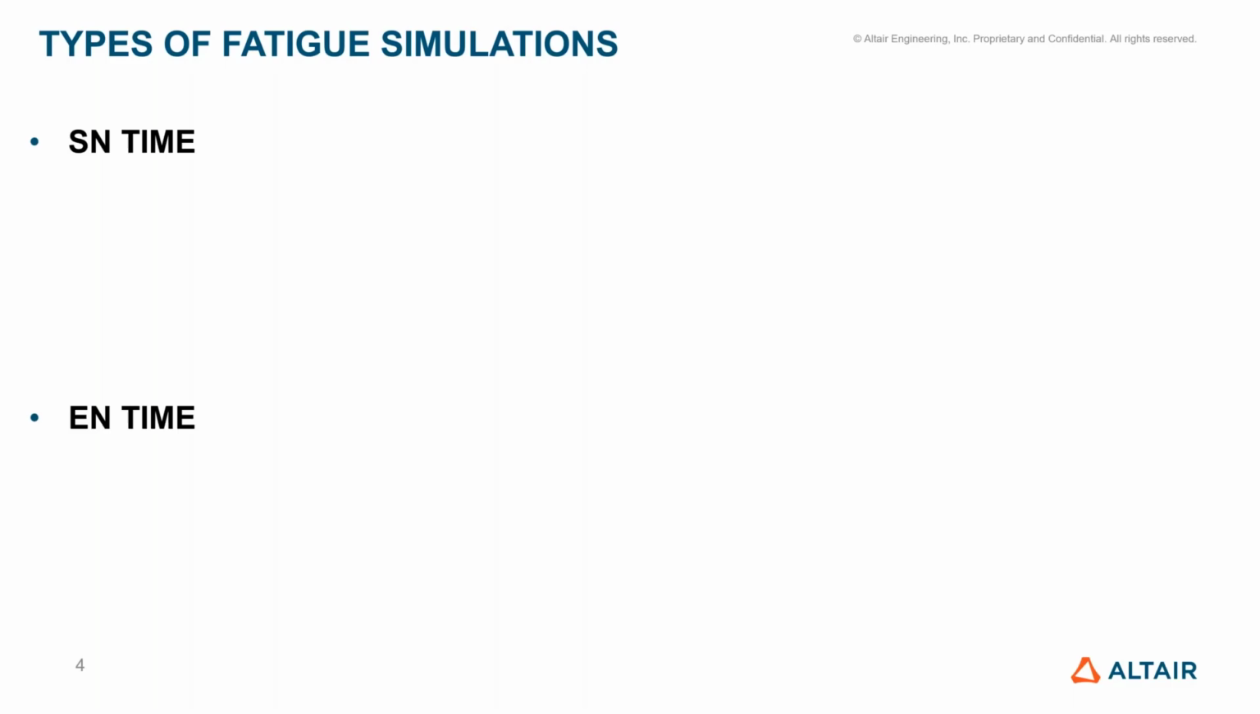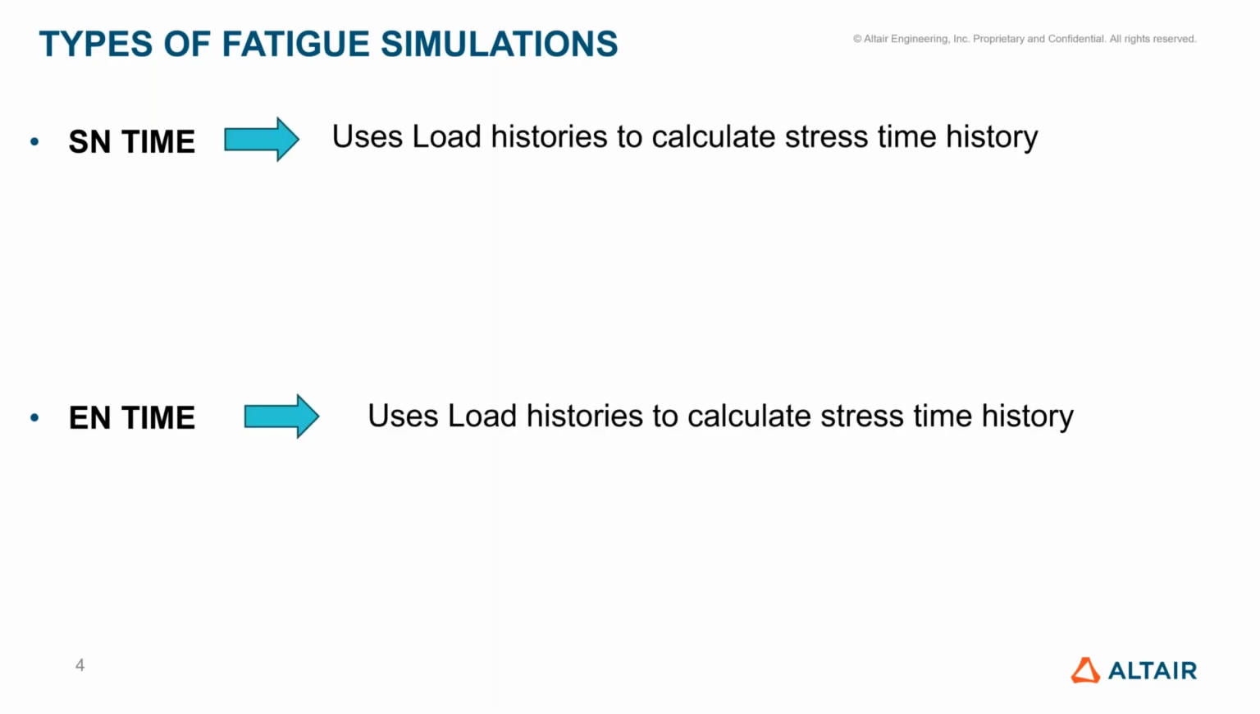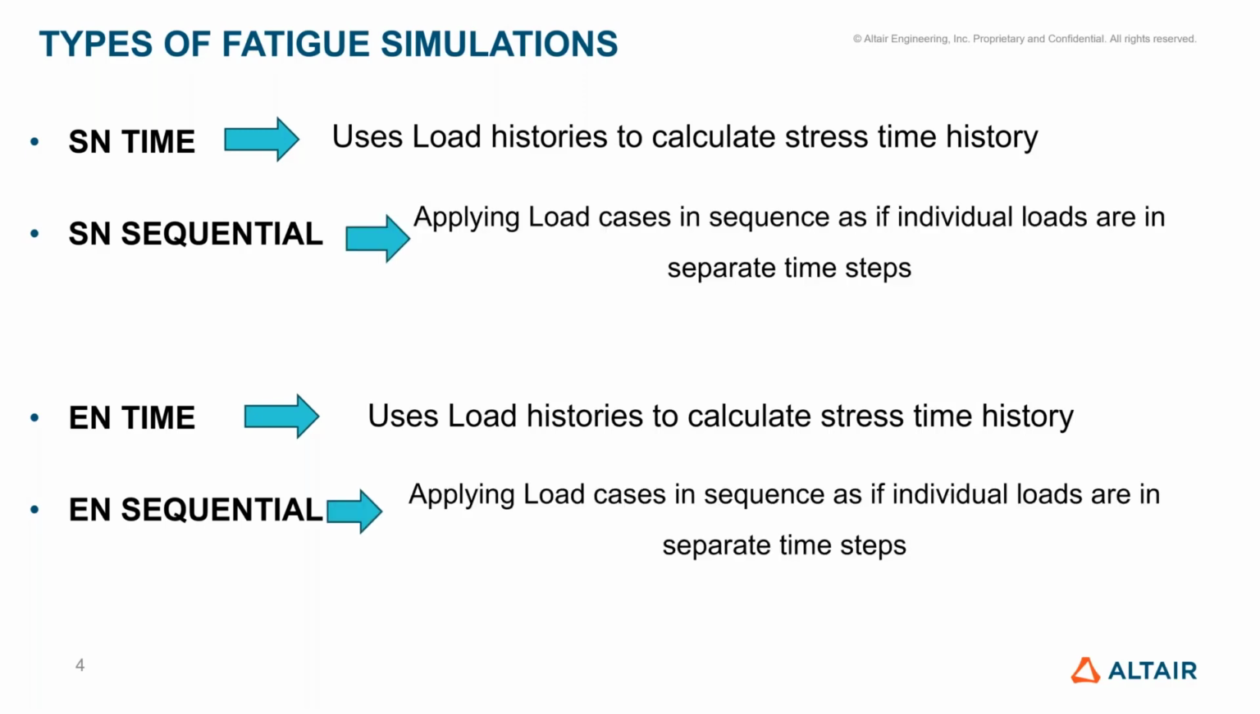Let us see the types of fatigue simulations that can be performed inside SimSolid. We have SN time and EN time, that is, stress life and strain life time simulations, which use load histories to calculate the stress time history. Then we have SN sequential and EN sequential, which use the load cases in sequence. You need to give the load cases in sequence so that they are applied in that order, behaving as if the individual loads are applied in separate time steps.